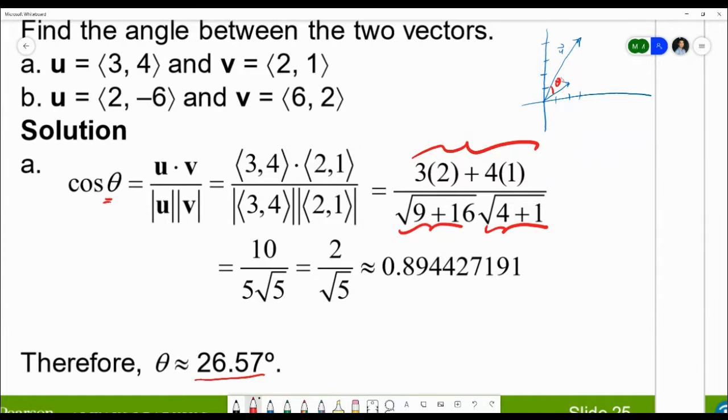So you can see once we have this, we can have angle psi, because this will give us the magnitude of u, so 5 square root of 5. This one right here would be square root of 5. Now I will have angle psi.